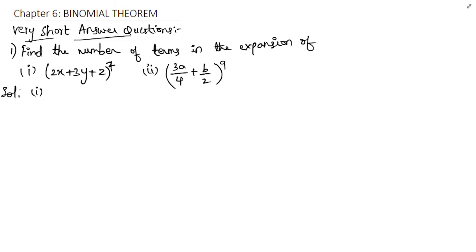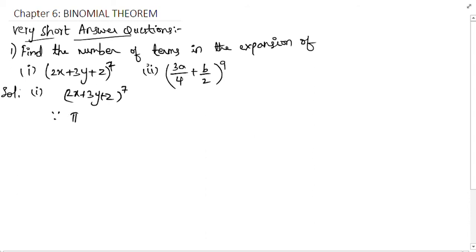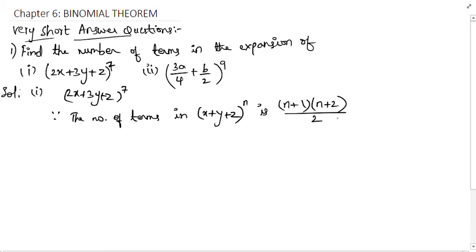Find the number of terms in the expansion of two bits are given. So we'll go with the first bit. Here we have to find the number of terms. Since we know that the number of terms in (x + y + z) whole power n will be (n + 1)(n + 2) by 2.